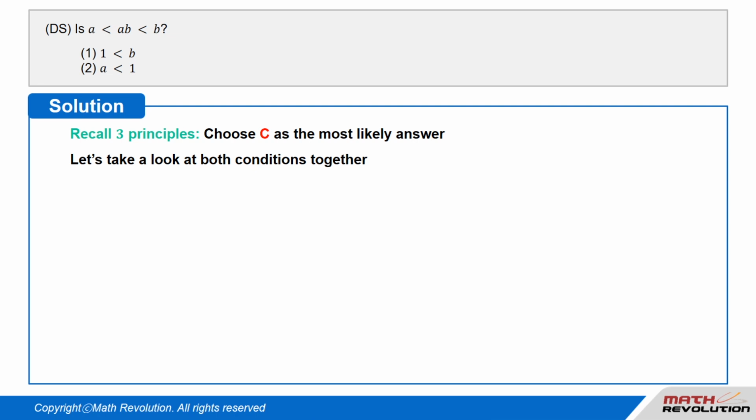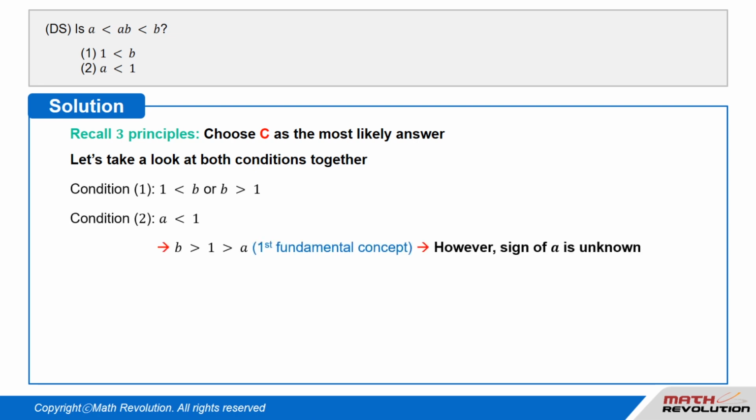Let us take a look at conditions 1 and 2 together. Condition 1 tells us that 1 is smaller than B, or B is greater than 1, and condition 2 tells us that A is smaller than 1. That is, B is greater than 1, which is greater than A, by the first fundamental concept in inequality. However, we do not know anything about the sign of A.